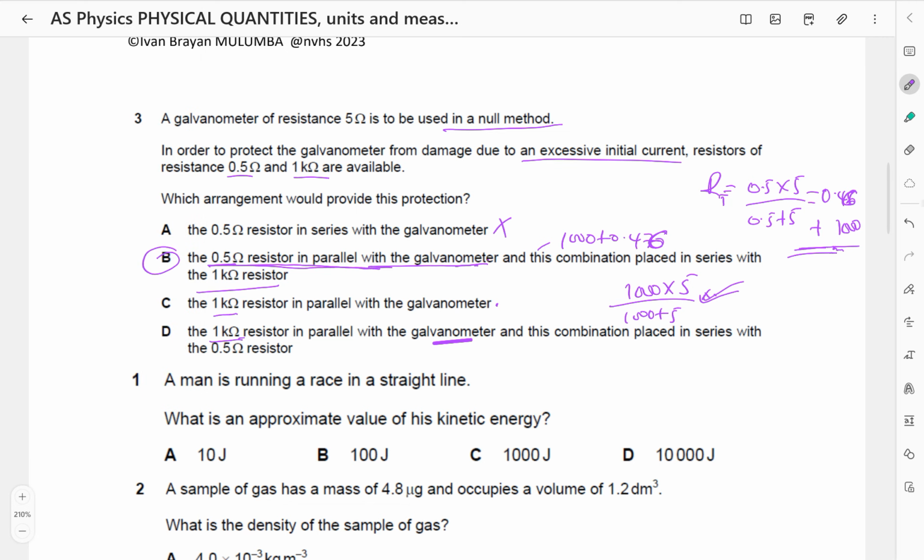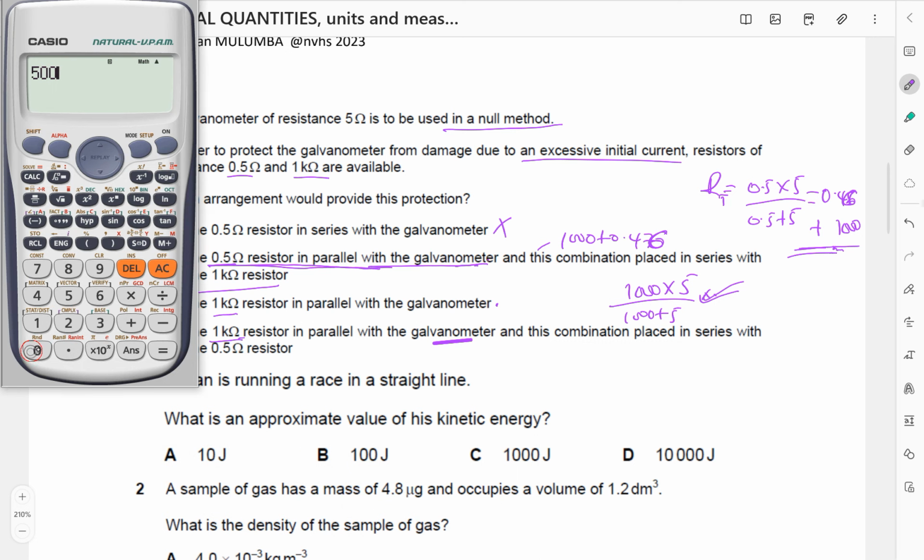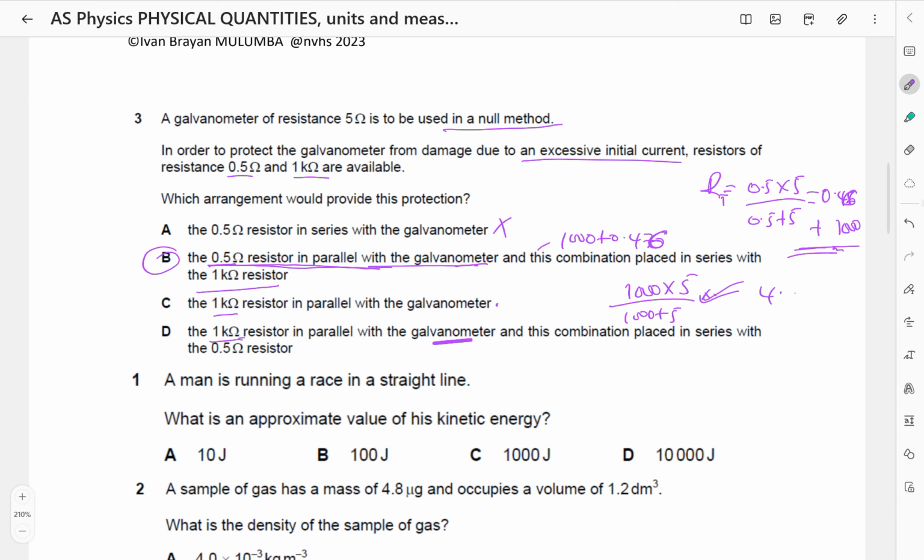So that means this value here, 1000 times 5, that is 5000 divided by 1005, which is already very small. So this is 4.8. So this one is a small resistance. It will give a bigger current. Then on this 4.8, we are adding 0.5, which is still very small. So the answer is going to be B.